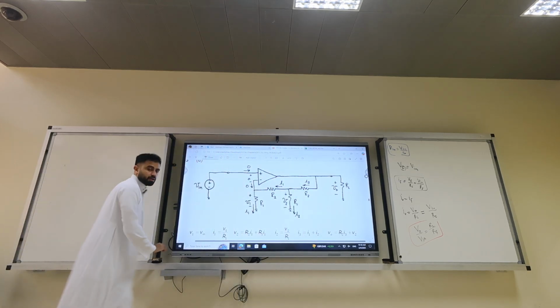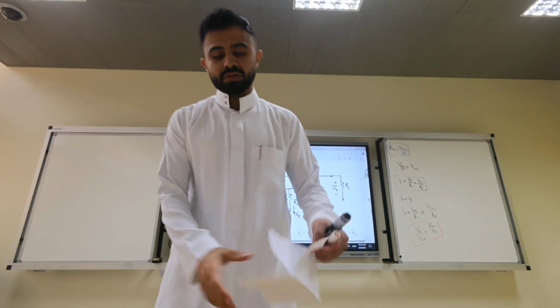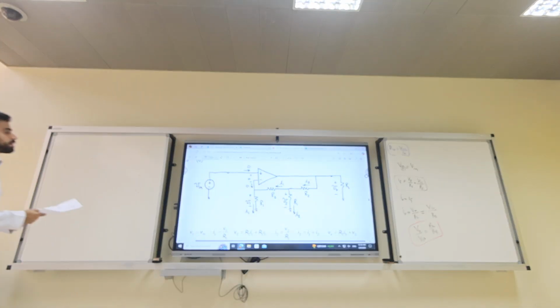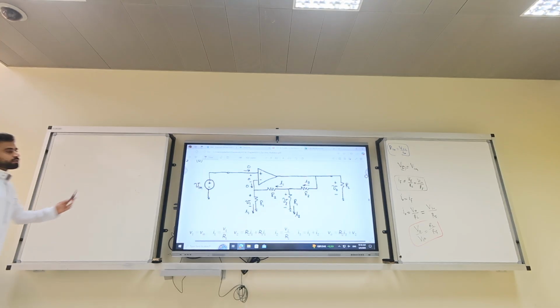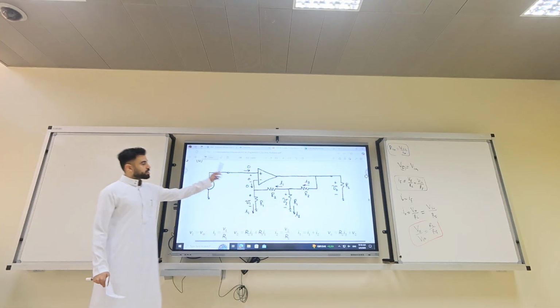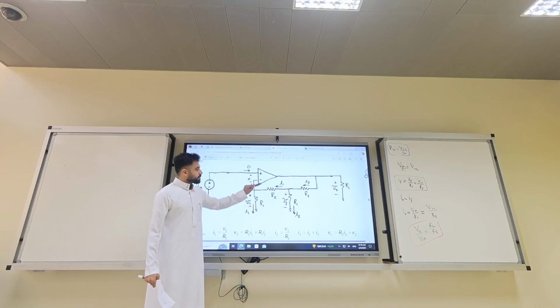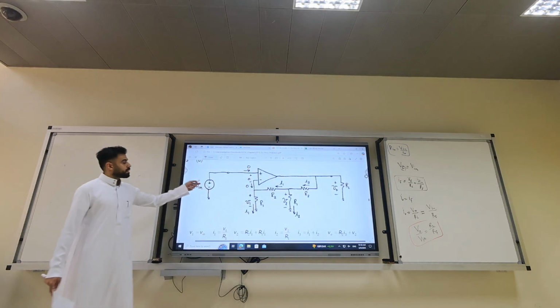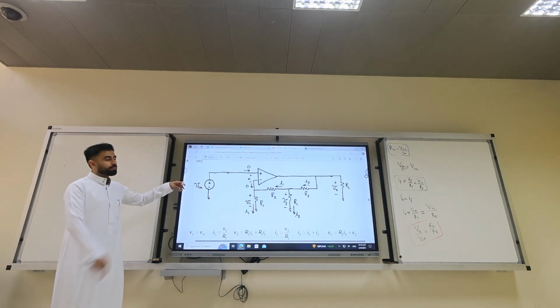And now, I really need to have my notes so that I don't mess it up, okay? Let's begin. Where is the op-amp? Here. Focus. This is a tough example.